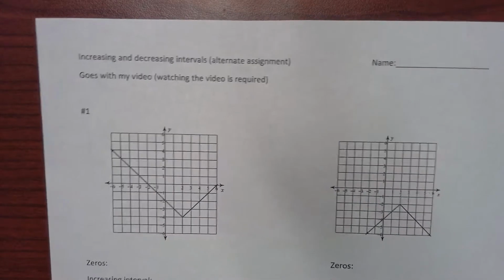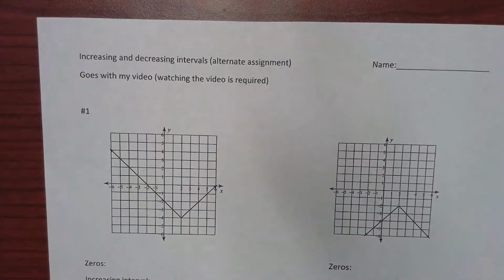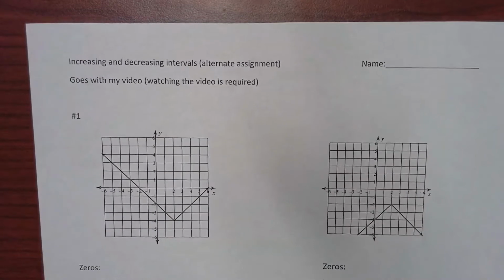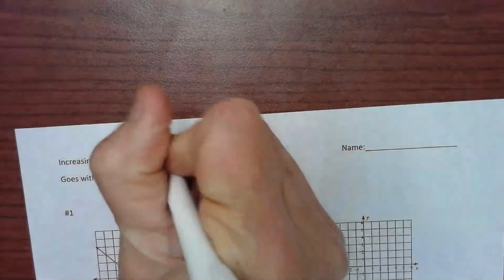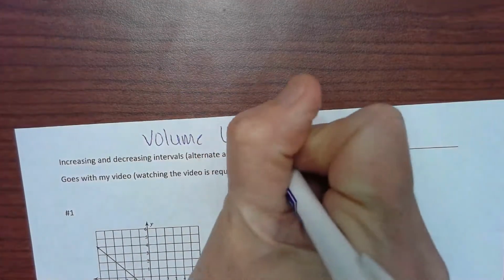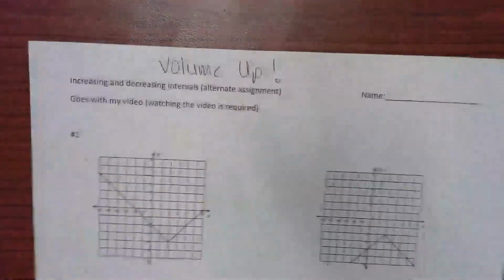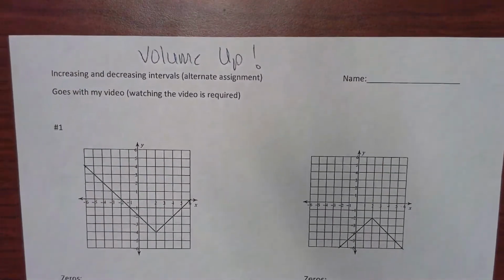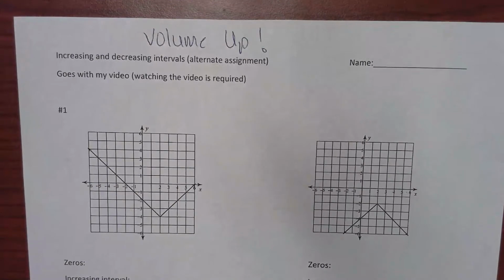Hey everybody, we're going to do an alternate assignment on increasing and decreasing intervals. In case you want to improve your grade, you're going to need two highlighters, and you are going to need the volume up for this. Because there's going to be some cues that I'm going to look forward to see if you were listening, because you need to be listening and watching and doing all at the same time.